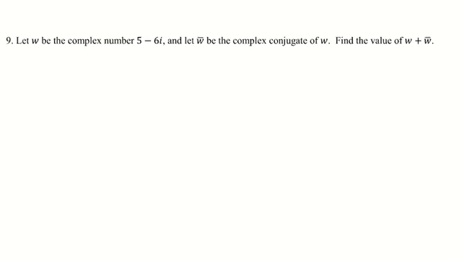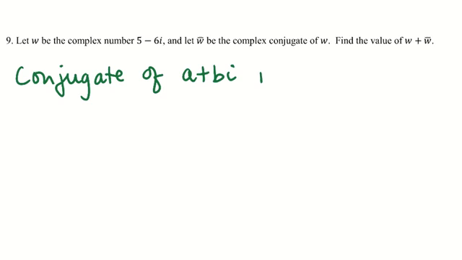All right. Let w be the complex number 5 minus 6i, and let w bar be the complex conjugate of w. Find the value of w plus w bar. So this is really asking, do you know what the complex conjugate is? I'll just remind us that the conjugate of a plus bi is a minus bi. Take the number against the imaginary part and we make it negative, or if it was already negative, we make it positive.